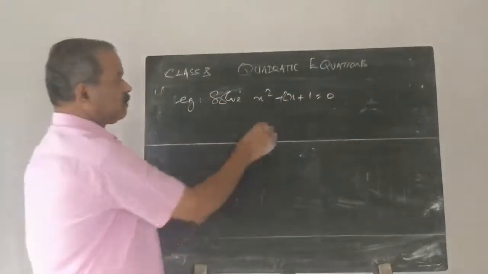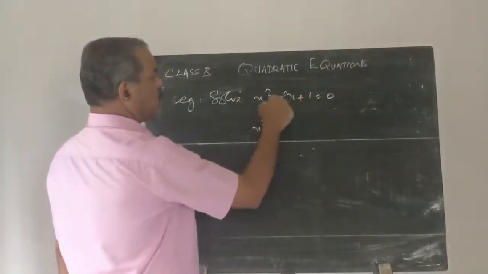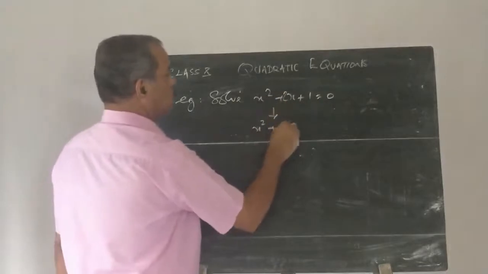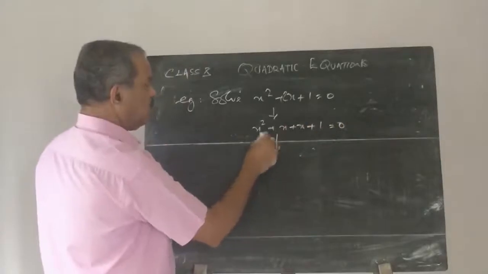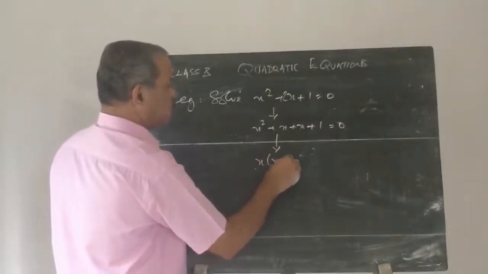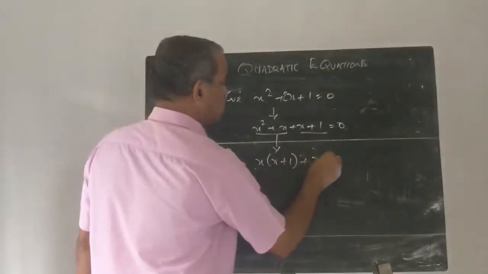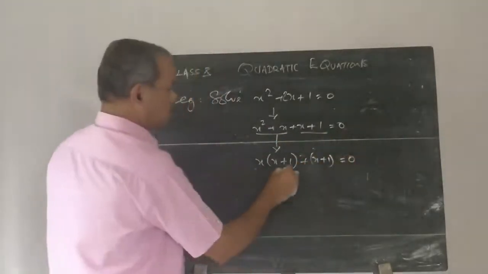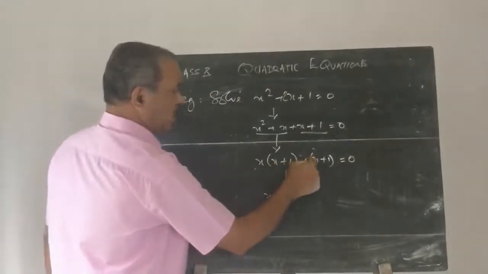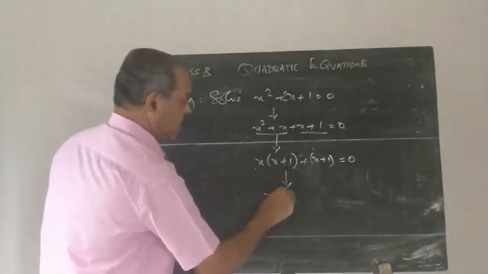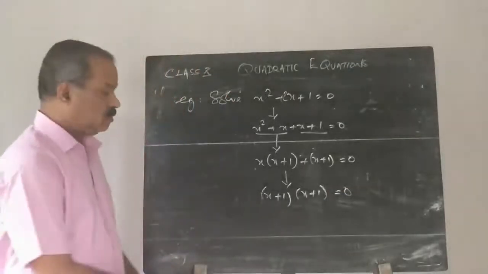What are the factors of this? X square plus 2x plus 1: product 1 into 1, 1, sum 2. So x square plus x plus x plus 1 equal to 0. Then x into x plus 1, take this 2, then plus x plus 1 equal to 0. Then x plus 1 is again a common factor. X plus 1 into x plus 1 equal to 0.